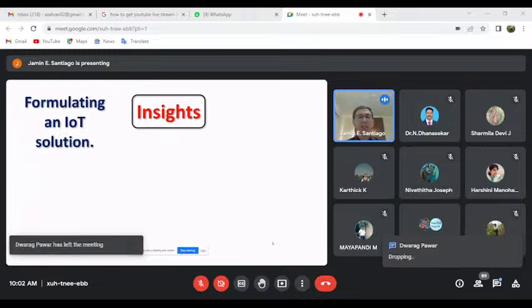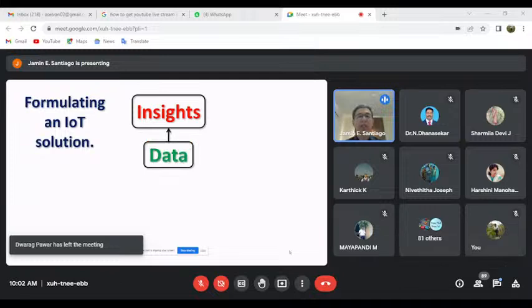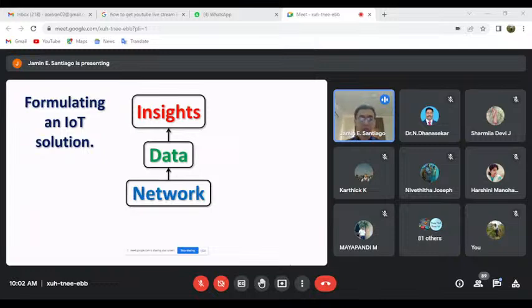How to get this insight? We must have data. So where can we get the data? We must get it through a network of sensors. So from the sensors going to a network that produces this data, and the data is transmitted, and from the data we can do analysis, big data analytics, to gain insights. So this is how I formulate an IoT solution for any of the projects that I have handled.